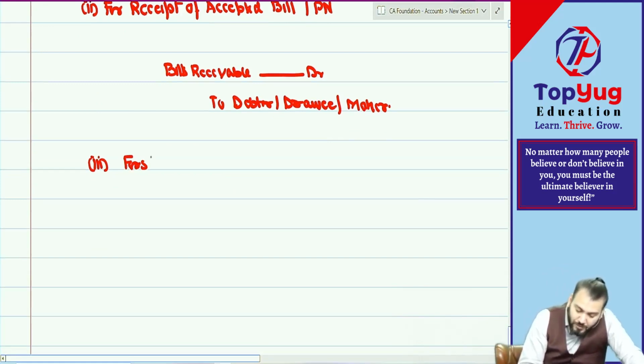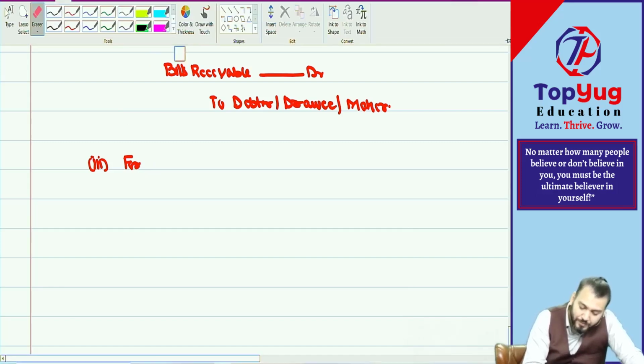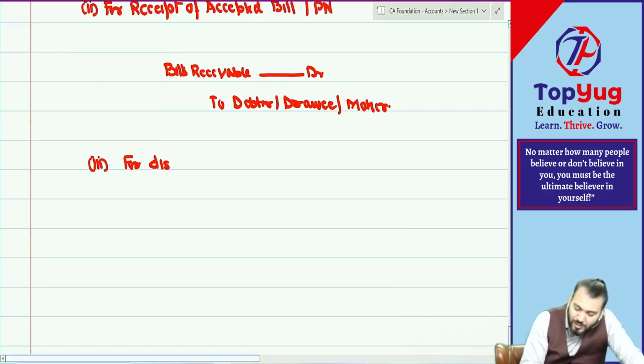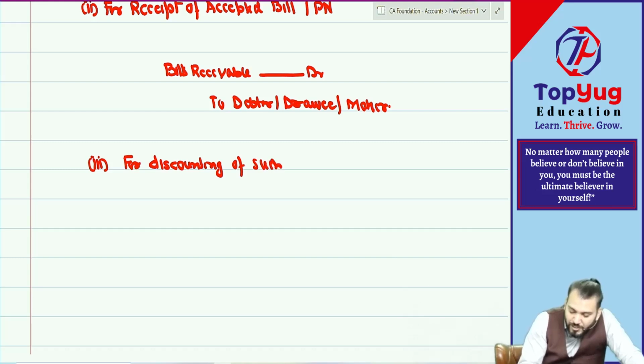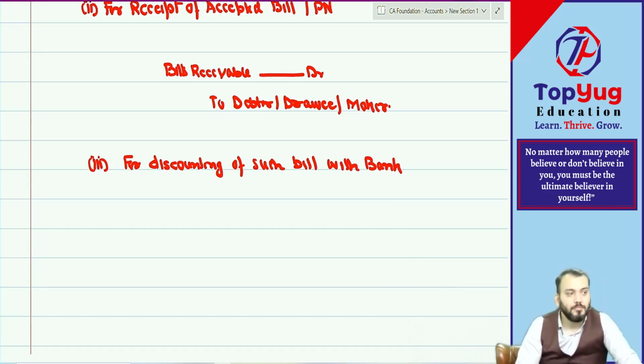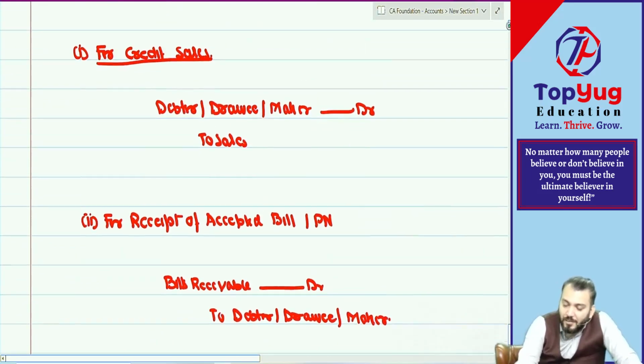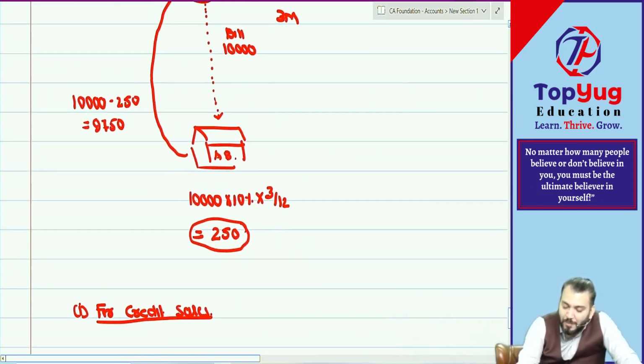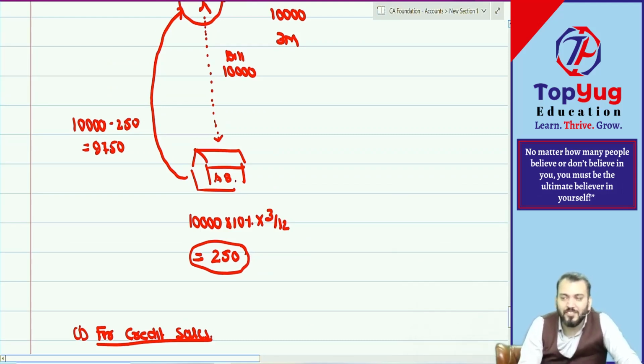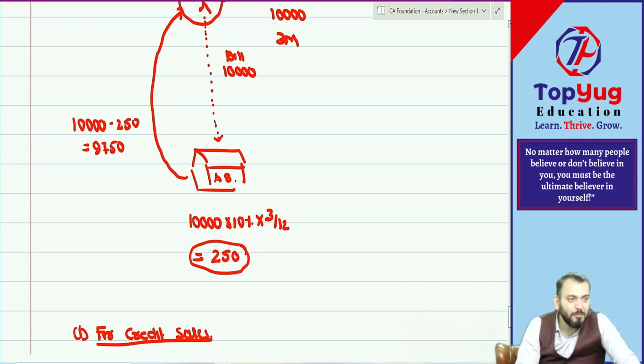For discounting of such bill with the bank. We call it discounting because some amount is discounted. For discounting of such bill with whom? With the bank. I said, the bill was given to whom? And what is Ram receiving? Cash. Of what amount? 9750. And the difference will be expense. Now form the journal entry.